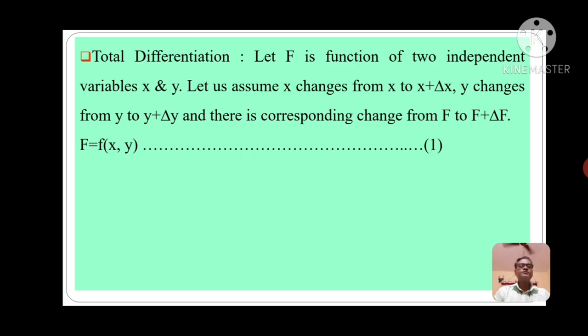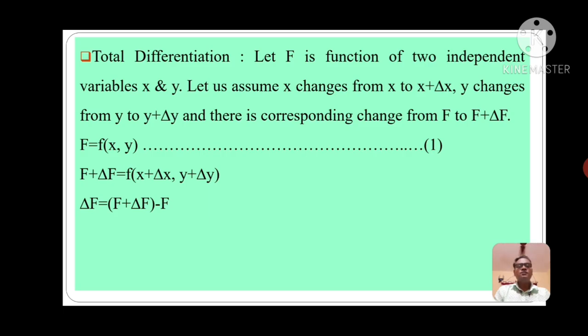to y plus delta y. There is a corresponding change from f to f plus delta f, because we have changed the independent variables x to x plus delta x and y to y plus delta y. So automatically f will get changed from f to f plus delta f. So f is equal to f of x and y, equation first. Now f plus delta f is equal to f of x plus delta x comma y plus delta y.